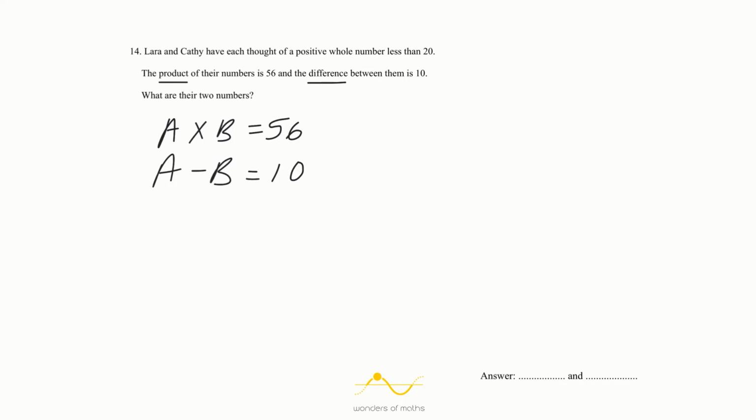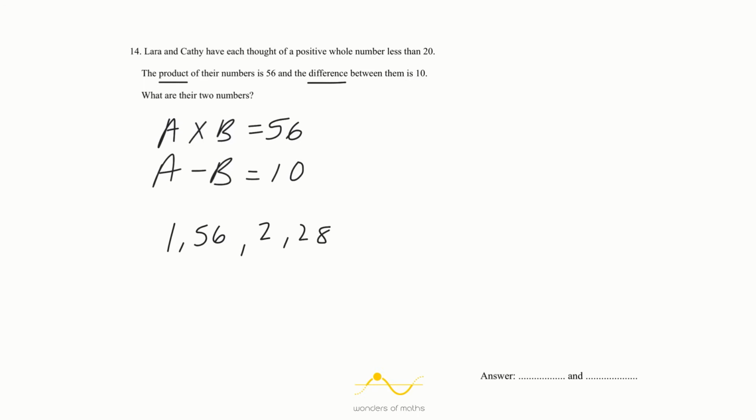We know that one factor pair for all numbers is 1 and itself. So our first factor pair is 1 and 56. 56 is also an even number, and so it's divisible by 2. So our second factor pair is 2 and 28.